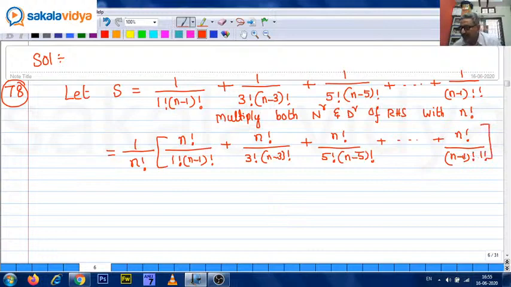So we have one basic formula. What is the basic formula we have? nCr equals n factorial by n minus r factorial into r factorial.